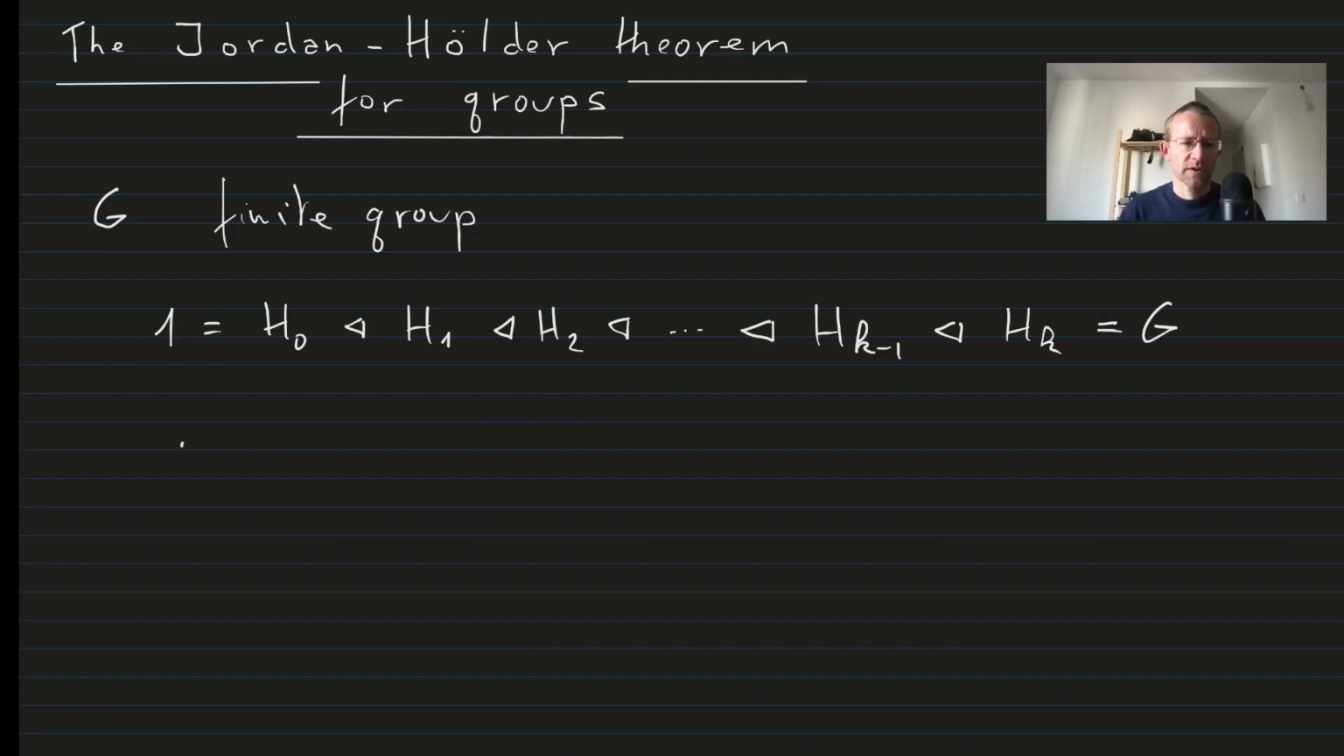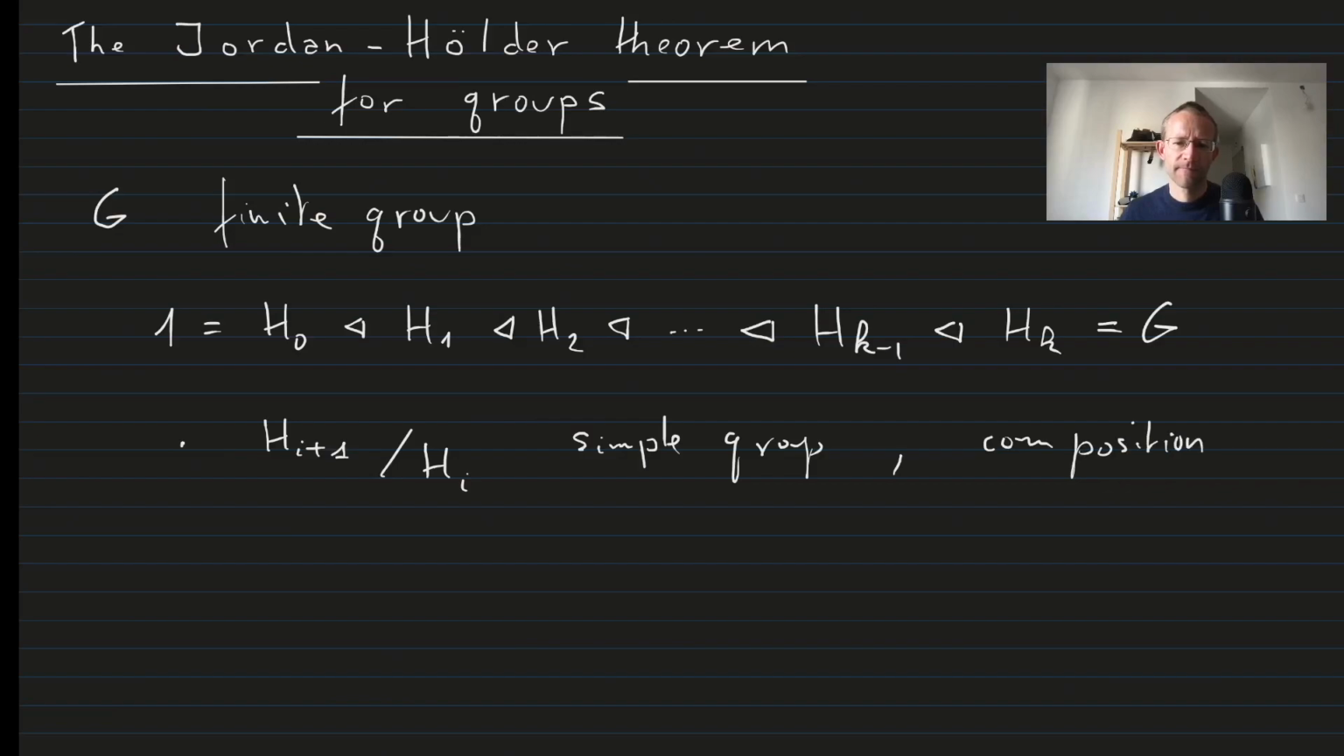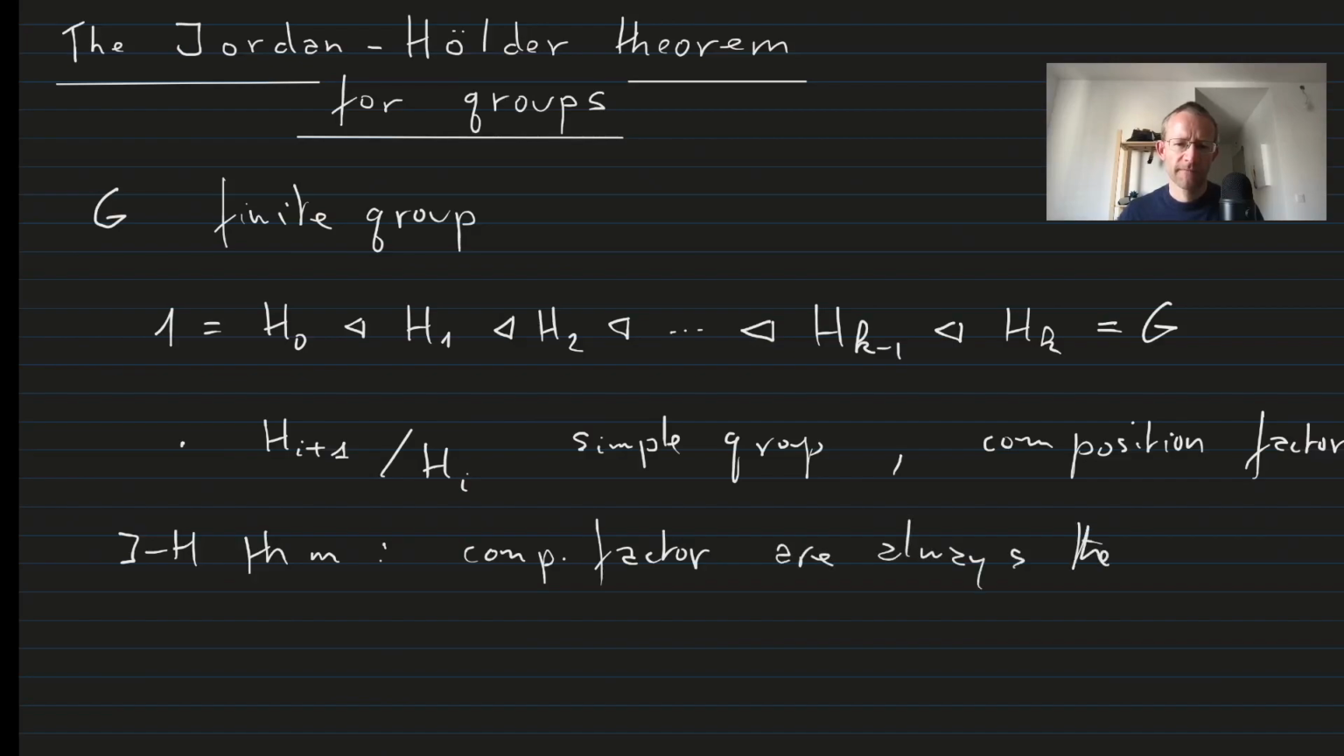And the series has the property that if we divide H_{i+1} in this series by H_i, then this is a simple group. And this simple group is called the composition factor of the composition series. And the statement of the Jordan-Hölder theorem is that these composition factors are the same for any possible composition series, up to permutation. And the number of groups that appear in this composition series is always equal. That's the theorem.